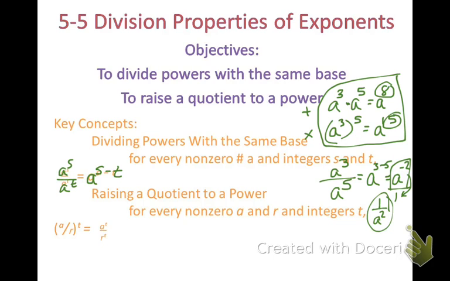Alright, so the other key concept we're learning today is raising a quotient to a power. Quotient is a fraction to you guys. And how we did this is we distributed when we had more than one number inside, when you had an exponent on the outside of parentheses. So it's the same idea. I'm going to take this t and distribute it to all the numbers or variables inside of it. So I would have a to the t over r to the t. And that's how you will do it. Let's try some.